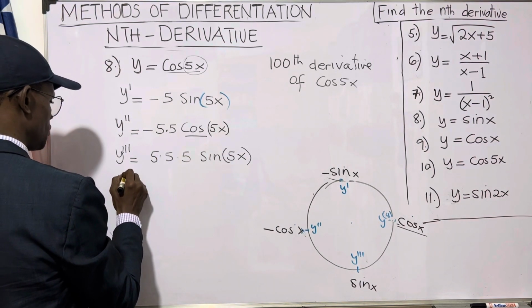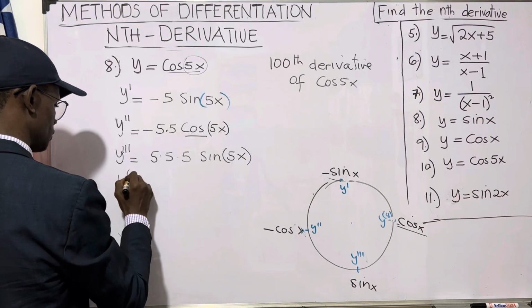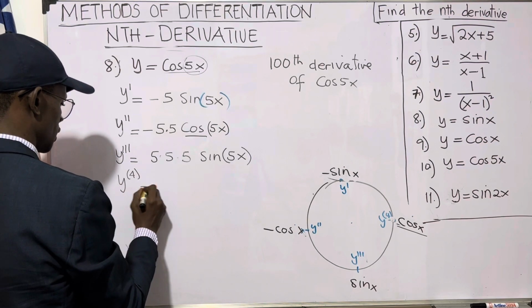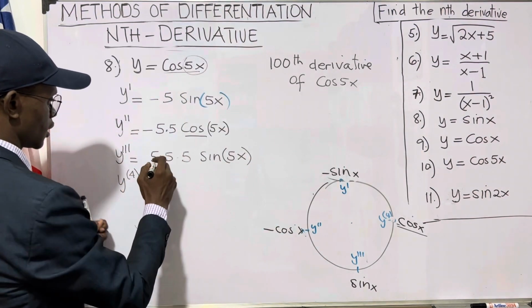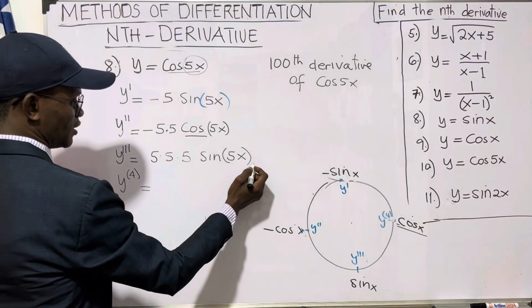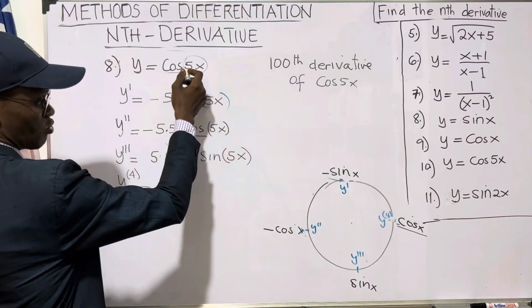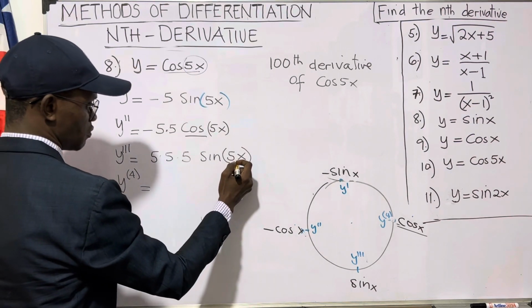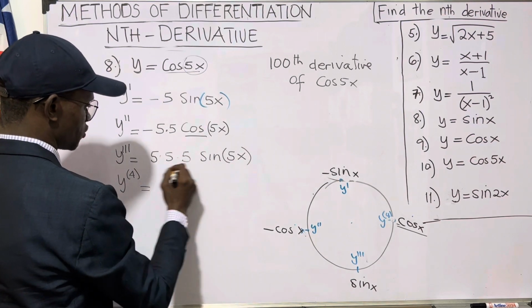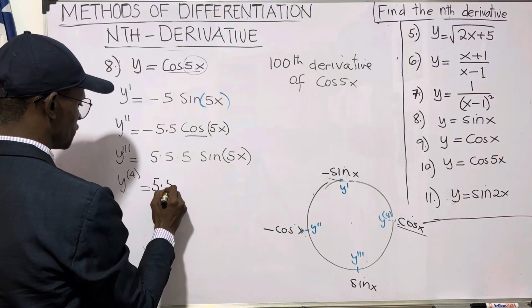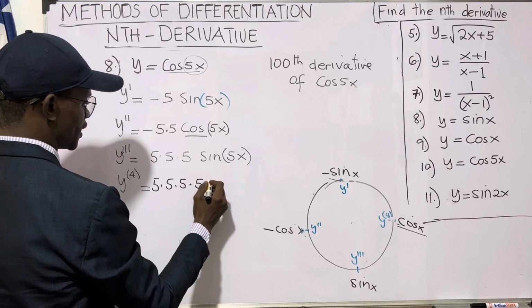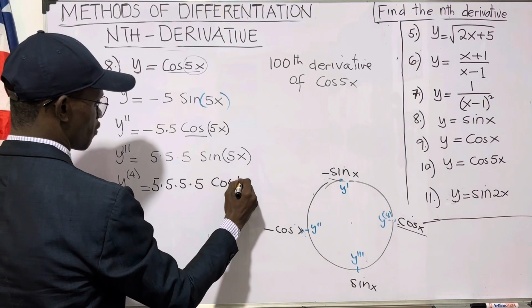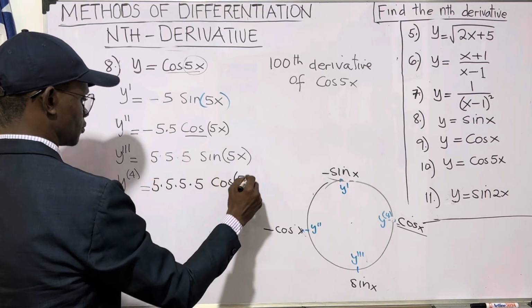And then the fourth derivative will just give us the derivative of this sine, which is now cos. So we're going back to cos. And when we differentiate the angle, we're going to get 5. So it's like 5 times 5 times 5, and then we bring the other 5 back here. So this gives us cos of 5x.